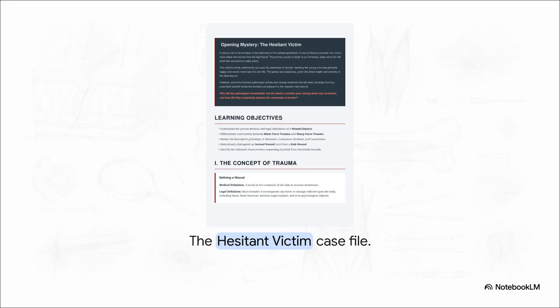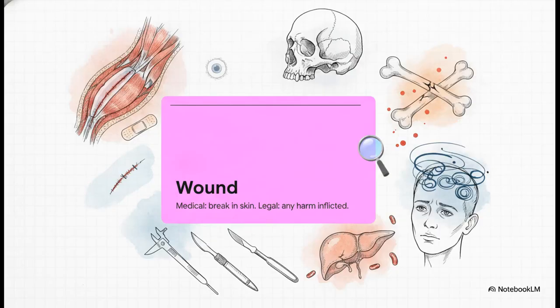Okay, let's dive into this because it is absolutely fascinating. To understand exactly how those tiny scratches completely absolved the roommate of murder, we need to map out our game plan. Think of this as your high-yield study guide for the day. We're going to define what a wound actually is, differentiate between blunt and sharp force trauma, figure out the crucial difference between incised wounds and stab wounds, and finally identify the undeniable hallmarks of suicidal versus homicidal trauma. Let's get started.